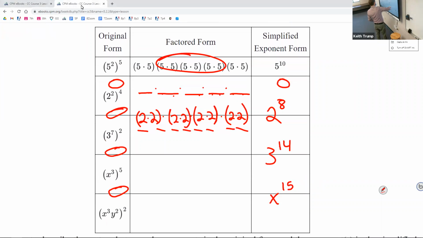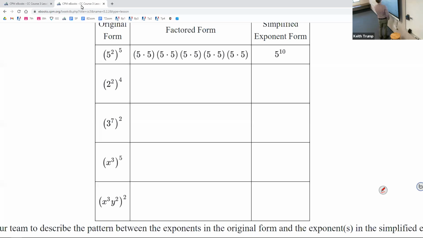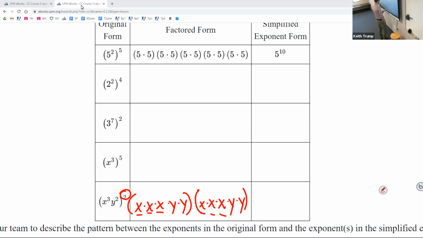Taking a look down here, this also works with the variables. We saw that with the x cubed to the 5th, but over here I'll do this one as well. So this is x times x times x times y times y, and then we're going to multiply that again because it's squared. So x times x times x times y times y. Okay, so I have 1, 2, 3, 4, 5, 6. So I have x to the 6th, and then I have 1, 2, 3, 4, y to the 4th.